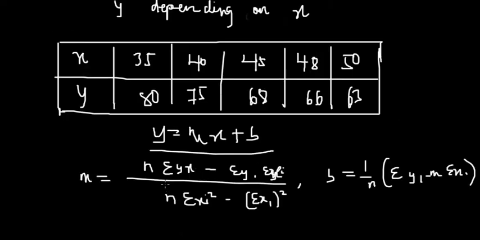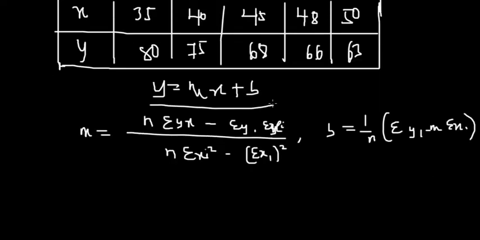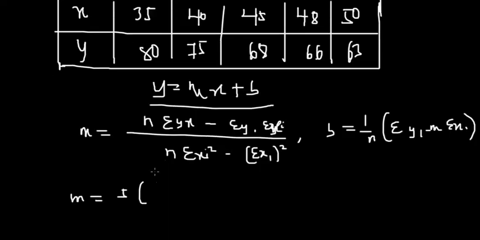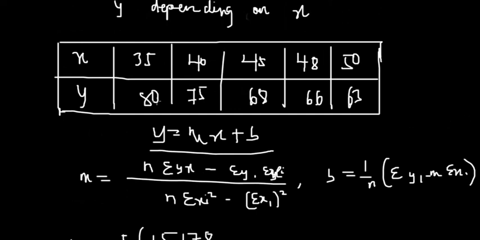Now let's find n. So n is the total number over here. So we have 1, 2, 3, 4, 5. So that is also 5. Okay, and then we have the summation of yx. So when you multiply these ones, 35 by 80, 40 by 75, 45 by 68, 48 by 66, 50 by 63, you end up with 15178. That's where you multiply these and then you sum them up.